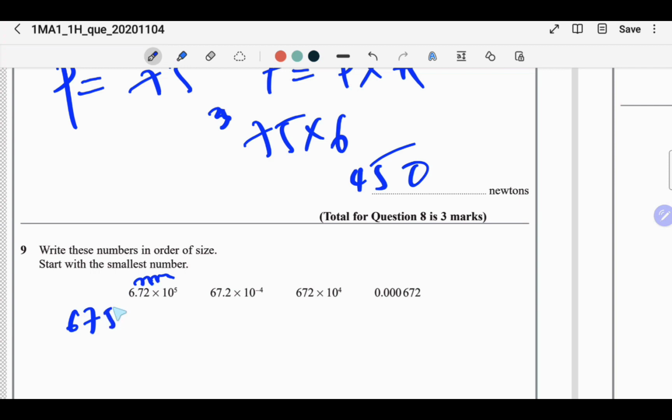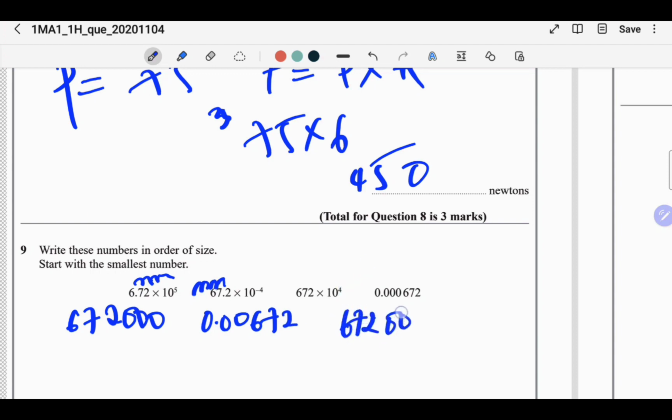So 6, 7, 2, extra 3 zeros. That's the first. Here we have -4. We're moving to the left. 1, 2, 3, 4. So there'll be 2 zeros in front of this. So 0.00672. Then this one, 672.